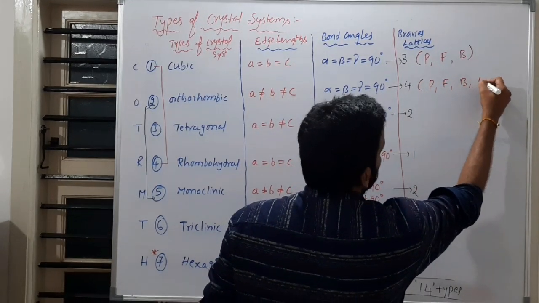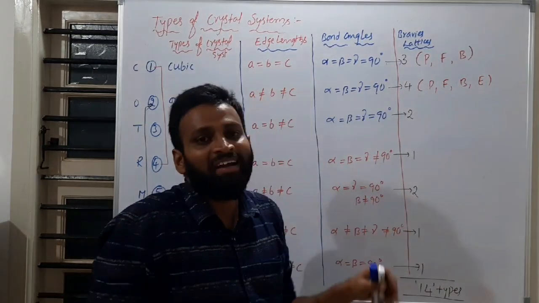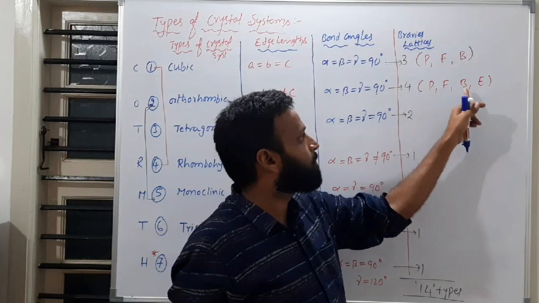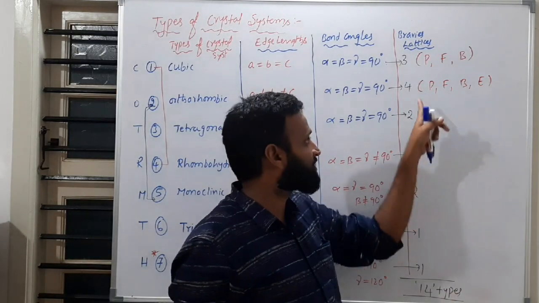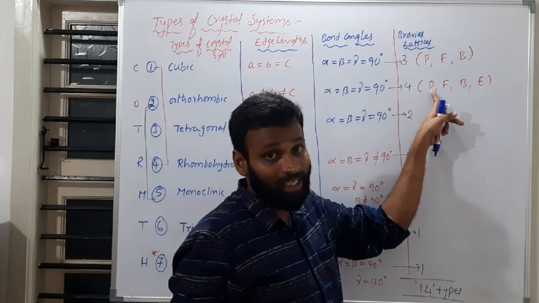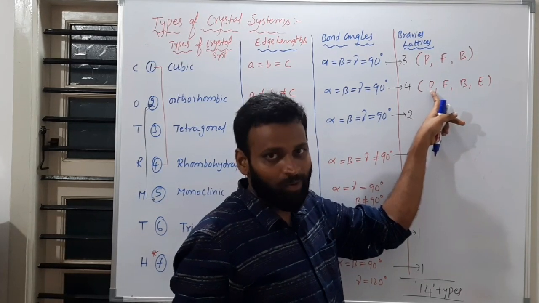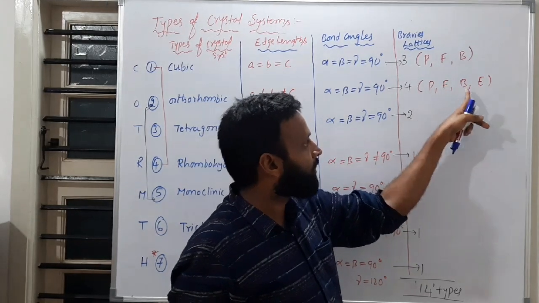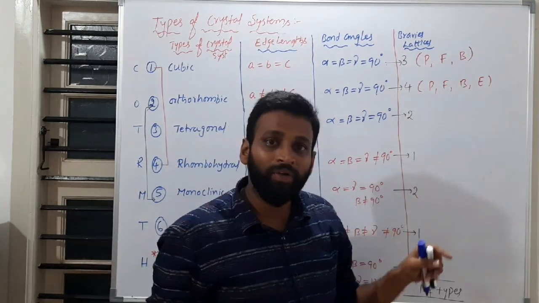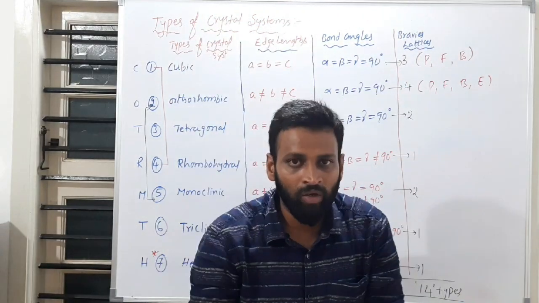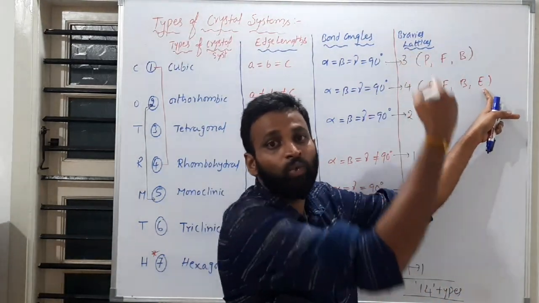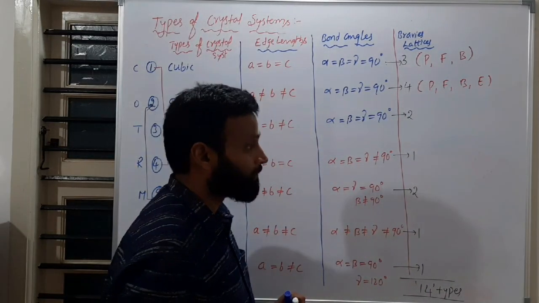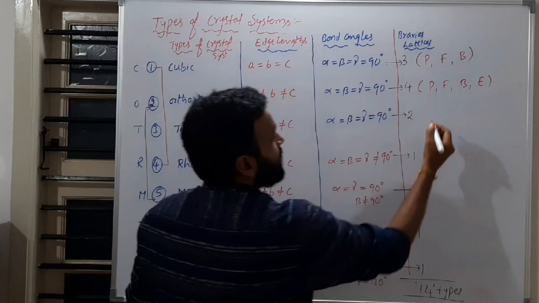Now this one is PFBE: Power star Facebook ended. P means primitive, not power star. It is just for remembering: primitive, face center, body center, end center. Do you know what end center means? Atoms or ions present at all corners and 2 opposite faces. Just revise my previous class so that you can have an idea.